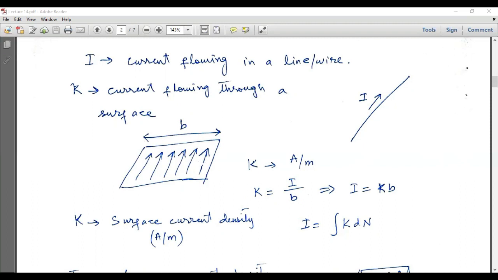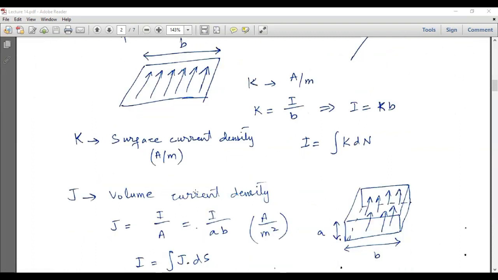So surface current density will be equal to current per unit length, and that will be equal to current divided by the width of this surface, and width is equal to b. So K is equal to I over b, and total current I will be equal to Kb in this case. And in general, I can be written as the integral of K dN, where dN is the edge which is normal to the flow of current. The units of surface current density is ampere per meter, right? So this is a very important thing.